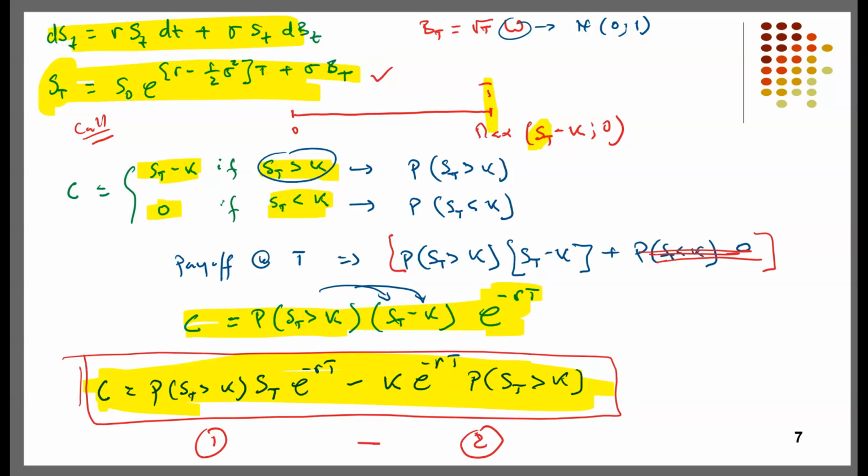Alright, so how do we find... let's start with 2. 2 is a lot easier than 1. So let's start with 2 and we'll find out exactly what 2 is. Okay. So 2 tells us that we need to find the strike price, present value, and then we multiply that by the probability that the stock price is above the strike price. Okay. And so how do we do that?